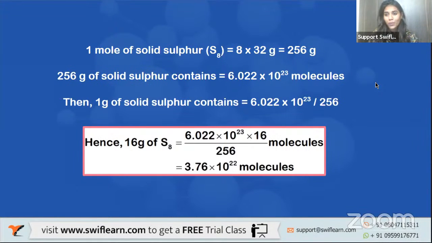6.022 into 10 raised to 23. Yes or no? That is Avogadro's number. Now you take 1 gram of solid sulfur, which will contain 6.022 into 10 raised to 23 divided by 256. 256 is the total in 1 mole of sulfur. You divide the Avogadro's number by the 1 mole of solid sulfur. You will get a total of 3.76 into 10 raised to 22 molecules.